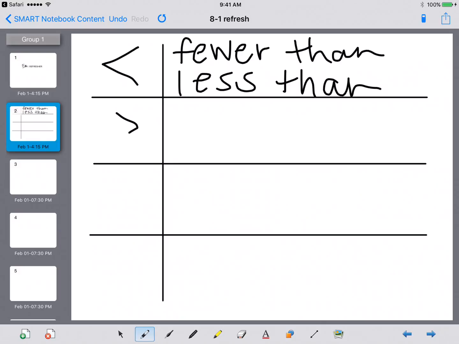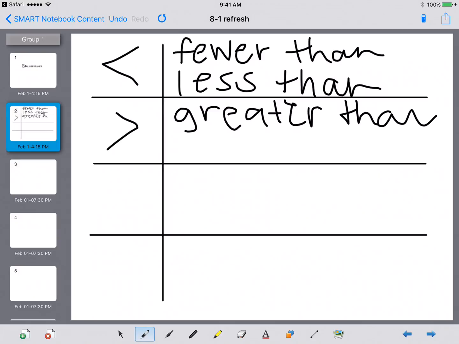Another symbol we have is greater than, which means obviously greater than. Or you could also see the word more than. So the number's bigger. With this sign, the number is smaller with that sign up there.